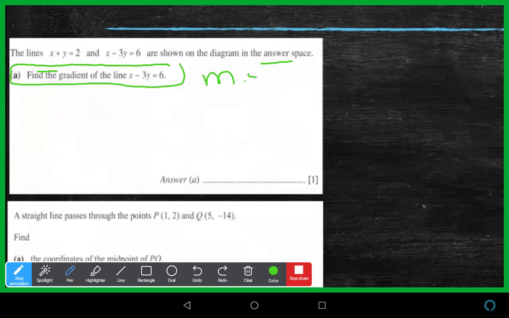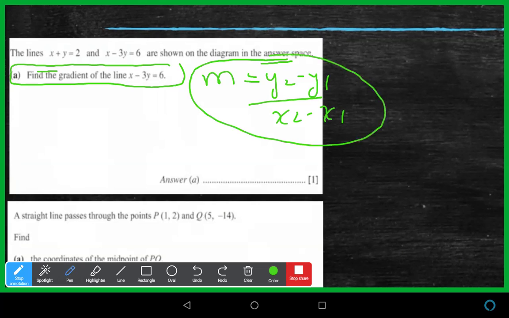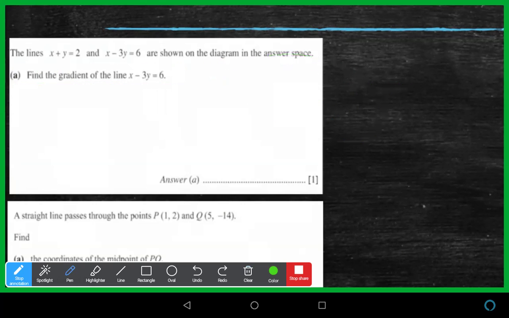The formula of gradient is y2 minus y1 divided by x2 minus x1. But we cannot apply this formula to find the gradient here, because in this formula we need two points. If we have two points, then we can apply this formula and find the gradient. But in this situation we have just an equation. How can we find the gradient using an equation? You need to understand this. We have done the equation y is equal to mx plus c in the previous slide, and m is the slope. So I will try to make this equation like that, and then compare and get the slope. This is how we can get the slope from the equation.